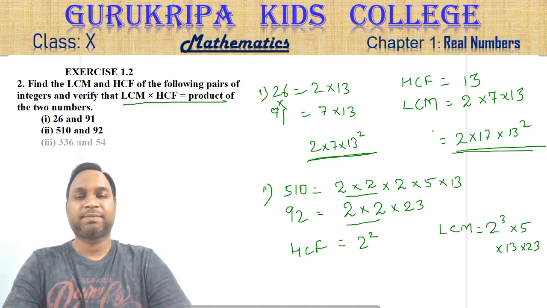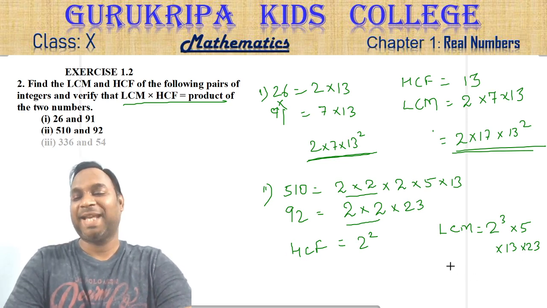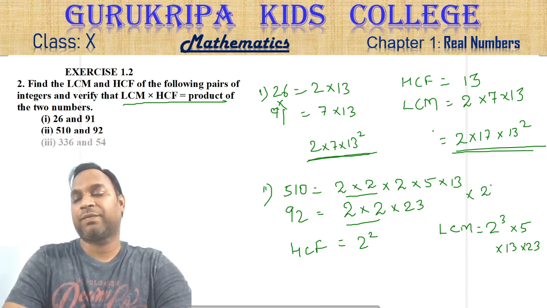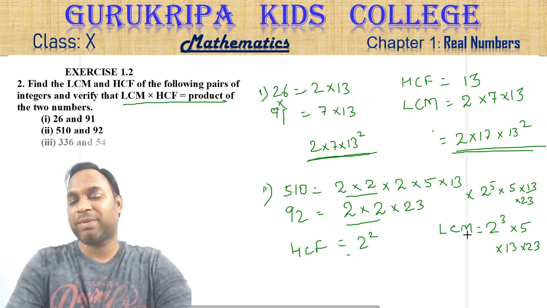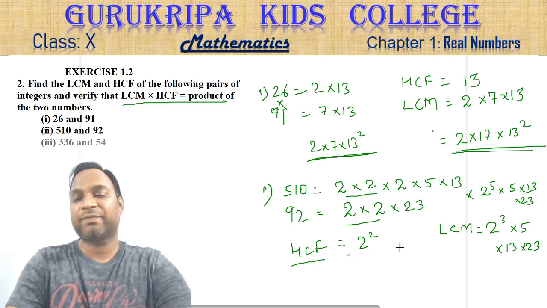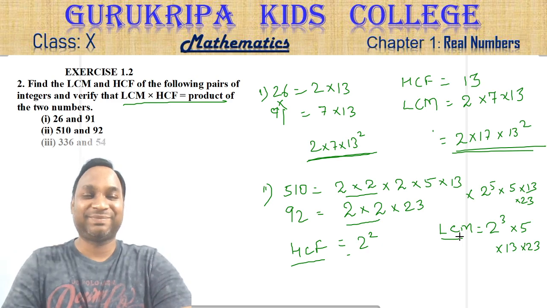Okay, not so difficult. Again, if you multiply the two numbers, what do you get? 2 to the power 3 and 2 to the power 5 into 5 into 13 into 23. Will you get the same if you multiply these two numbers, LCM and HCF? Of course you'll get the same.